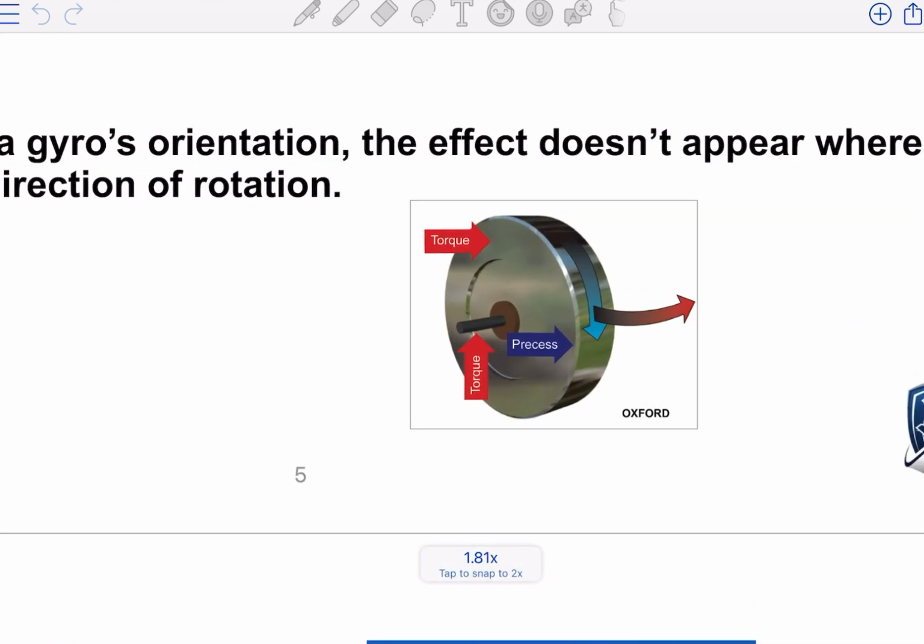So what does this mean? Let me explain with this. As you can see, a force is applied in this direction, but the effect is 90 degrees ahead in the direction of rotation. So this is what we call precession. If you try to turn the spinning wheel, it won't turn where you push, but 90 degrees ahead in the direction it's spinning. Alright, so I will explain this with two examples.